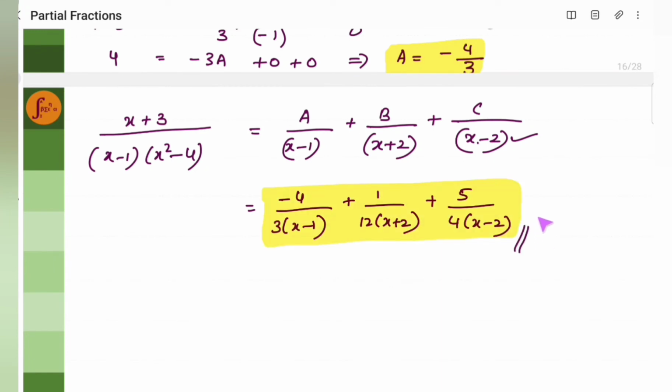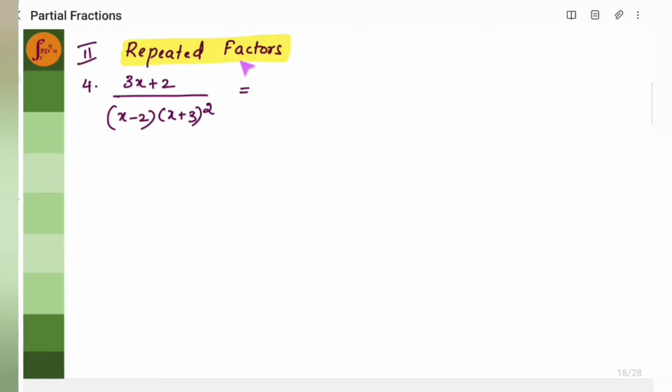So, this is the partial fractions. Let's solve another problem which is related to repeated factors. When you have something like x plus 3 the whole square, this is nothing but a repeated factor, because x plus 3 the whole square is nothing but x plus 3 into x plus 3. Since this is repeated, we call this problem as having repeated factors.